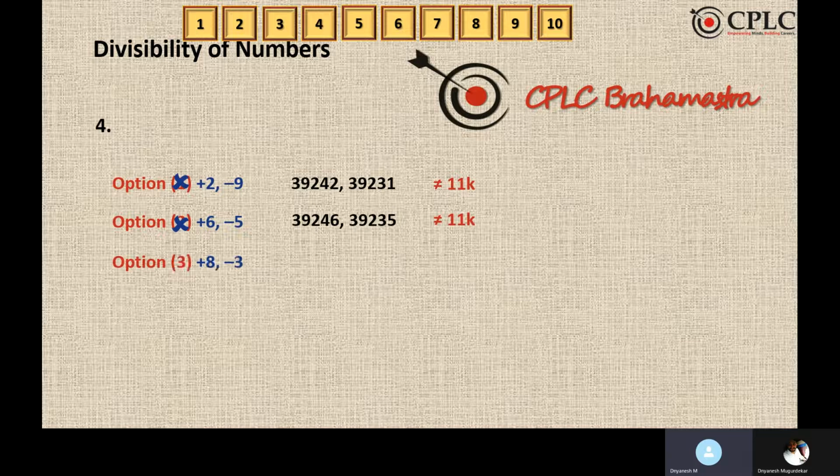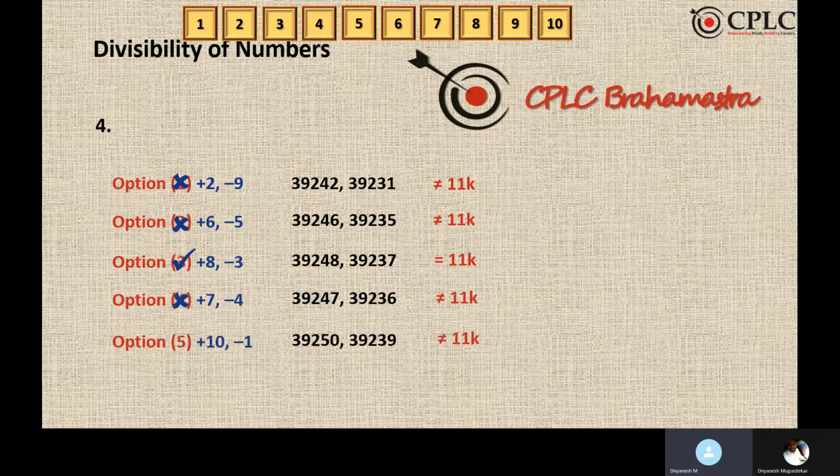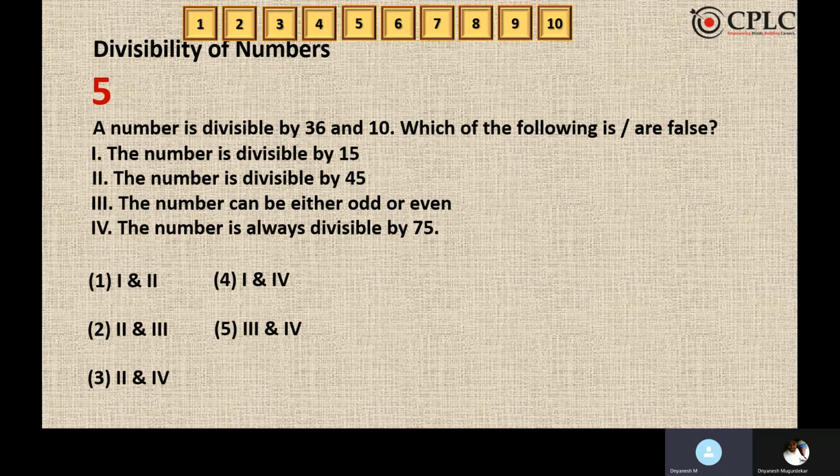And when you do that, what you end up realizing is option 3 is your answer for the question. That is, add 8 and subtract 3 from 39240. Only then the number is divisible by 11. Very straightforward and simple. Fifth one, a number is divisible by 36 and 10.